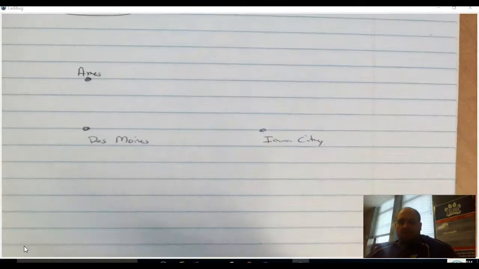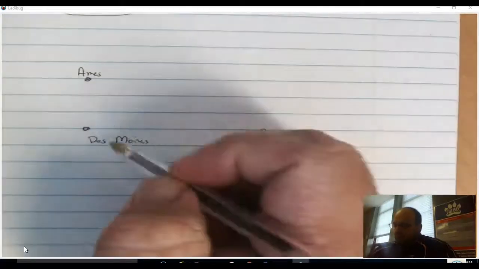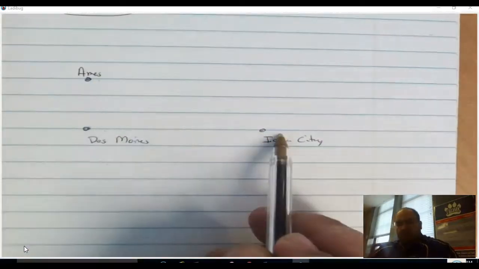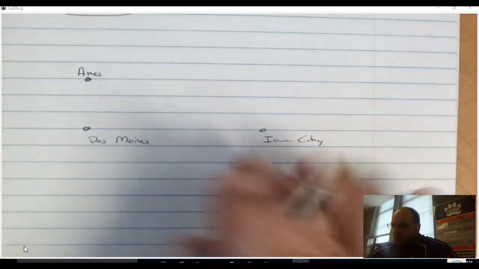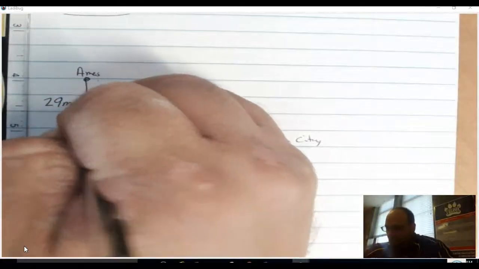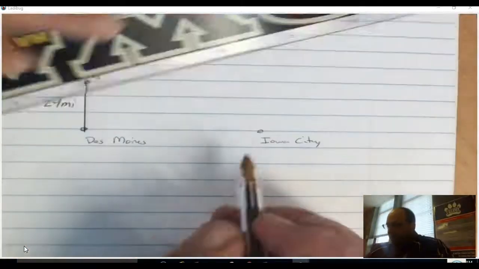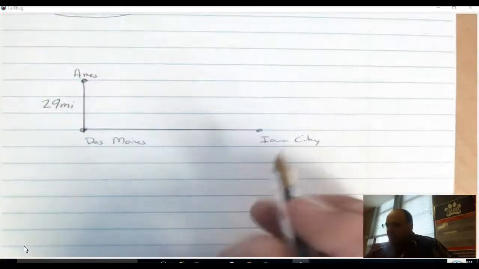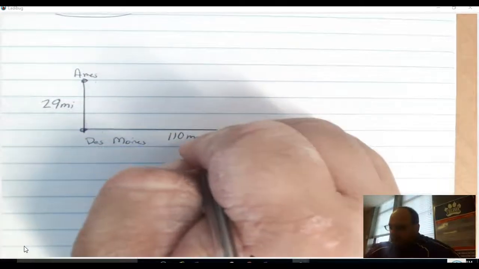Another one, maybe you've seen this on a map. I know nowadays we have Google Maps and everything, so a lot of times they'll map things for you. Taking a look at this one, we have Des Moines and Ames. Ames is directly north of Des Moines. Iowa City is directly east of Des Moines. From Ames to Des Moines, the distance is 29 miles. From Des Moines to Iowa City, the distance is about 110 miles.